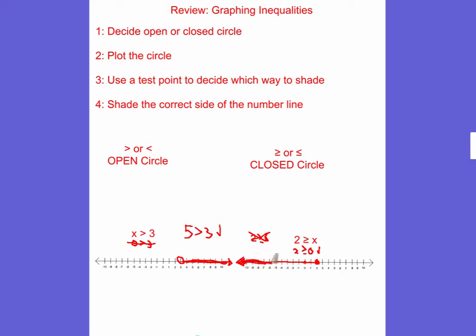And that's saying that every number that is to the left of 2 is part of the solution. And in this case, 2 is also part of the solution because of the equal to. So that's just a review of how to graph inequalities.